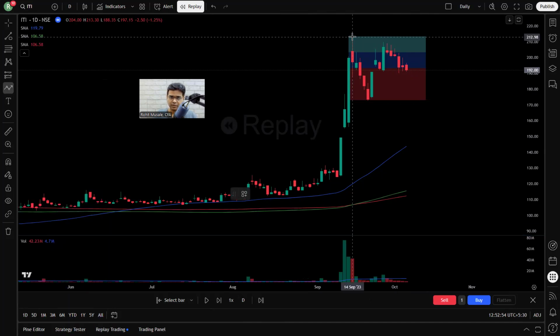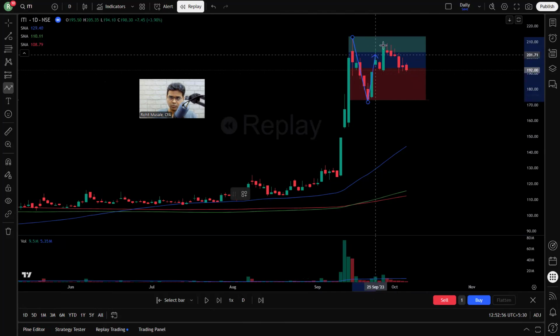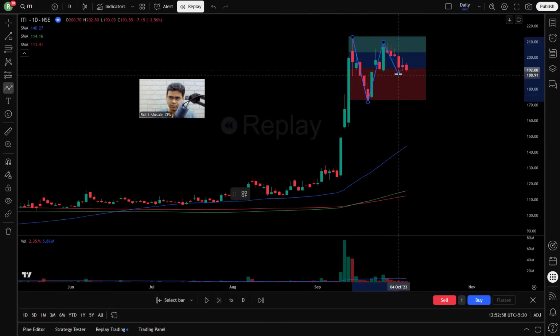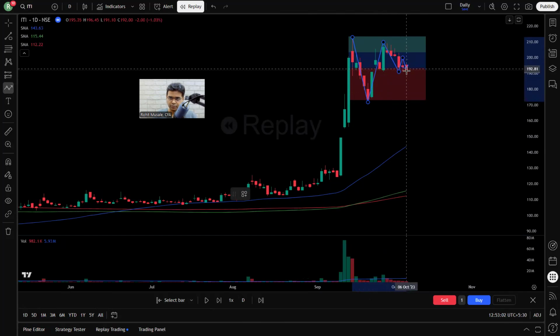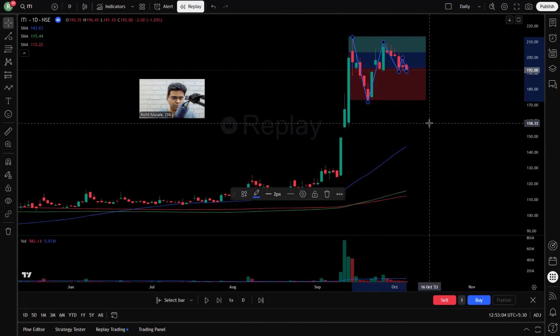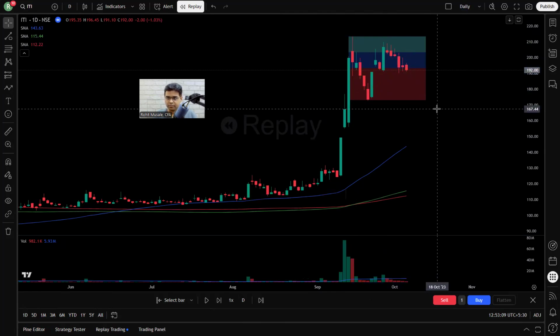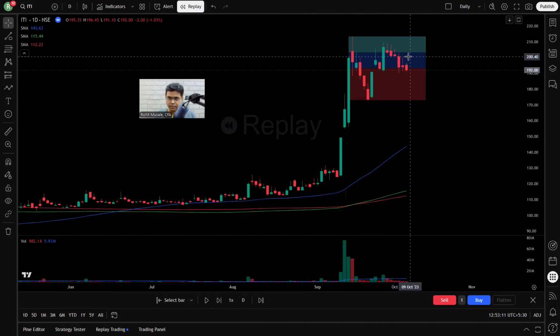This base is very risky, by the way. One, two, three. Sorry, there are 6 points inside the base. Four, five, six. There are 6 points inside the base. So from here, yeah, there is an opportunity here to buy.